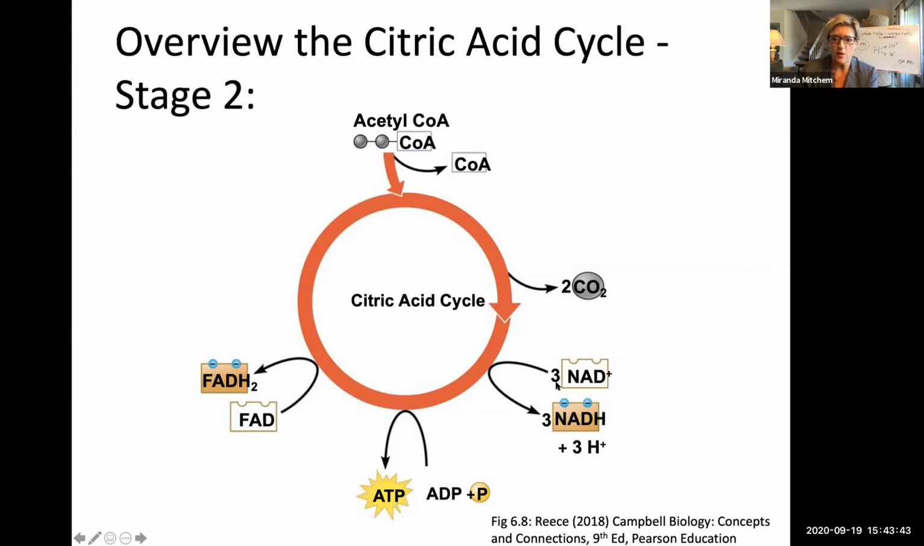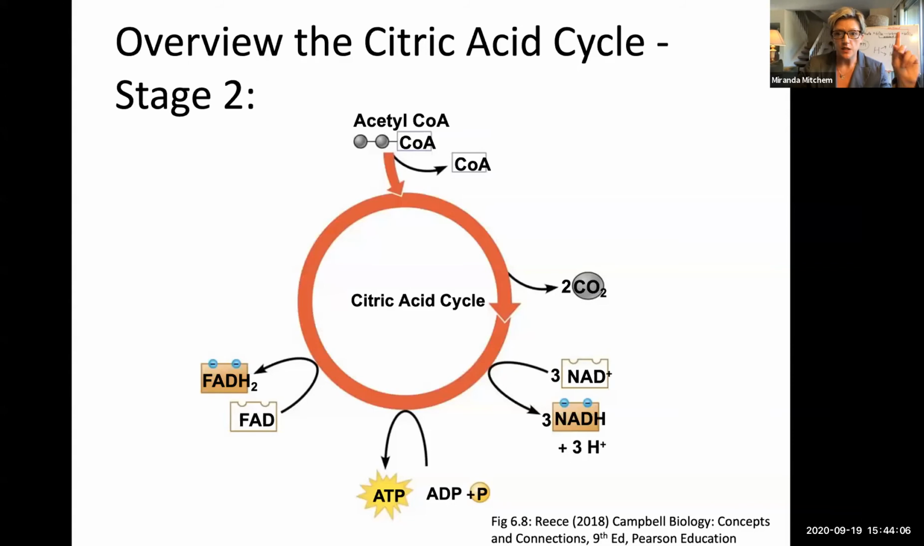We have 3 molecules of NAD+, which are reduced into 3 NADHs. We make a total of 1 ATP, and then there is also a reduction of 1 FAD into FADH. And this happens in that inner mitochondrial membrane.